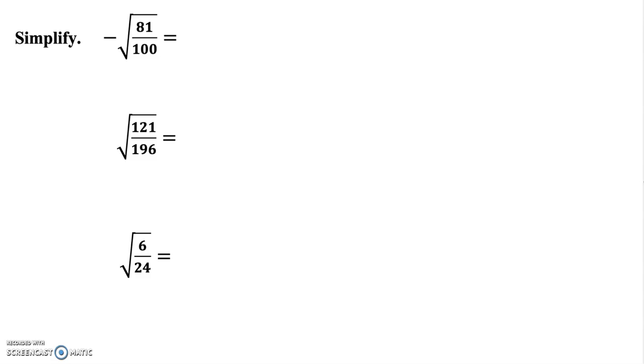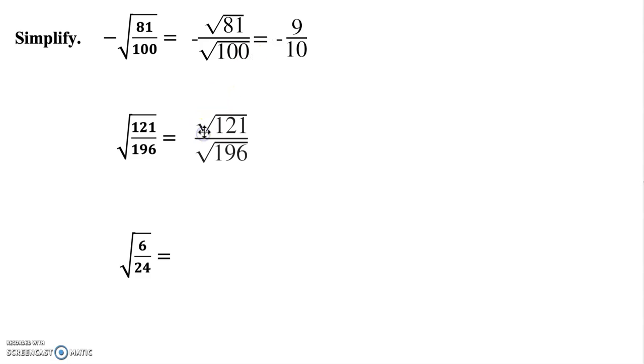All right, we have the next 3 examples. Negative square root of 81 100ths becomes negative square root of 81 over square root of 100, which is just a negative 9/10. Here we have negative 121 over 196. Take the square root of the top, square root of the bottom, and we get 11 over 14.